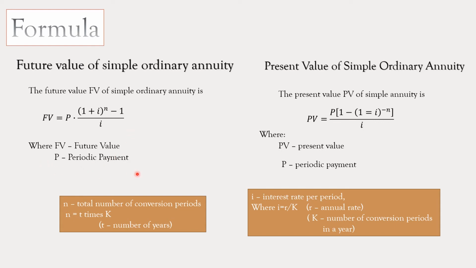Ang FV ay future value, ang P ay periodic payment. N is the total number of conversion periods, kaya ang ano nun, N times K. Ang T times K, T is the number of years, tapos yung K ay yung conversion period. Yung I naman is the interest rate per period wherein I is equal to R over K. R is the annual rate, tapos yung K ay number of conversion periods in a year. Ito yung formula sa future value.